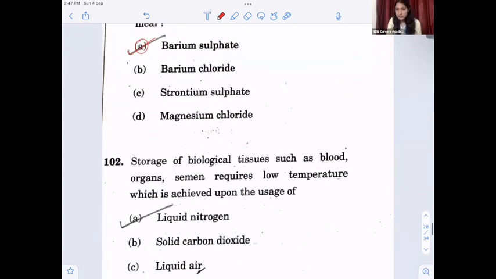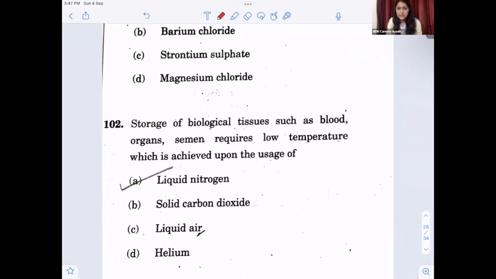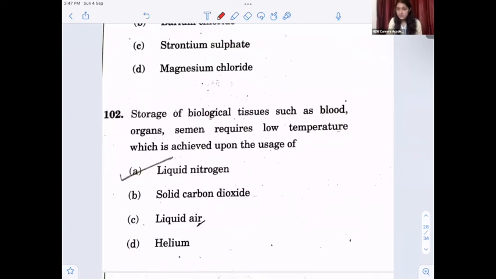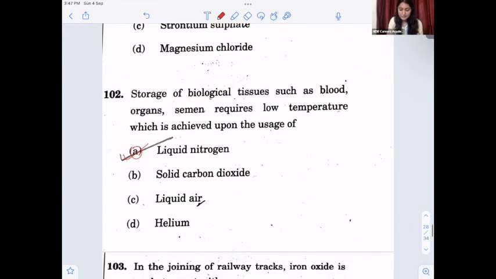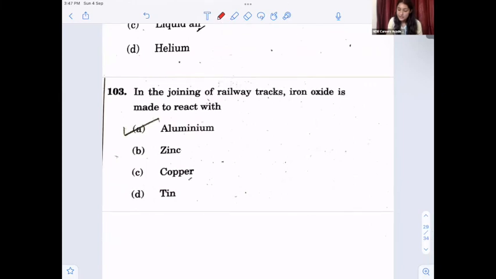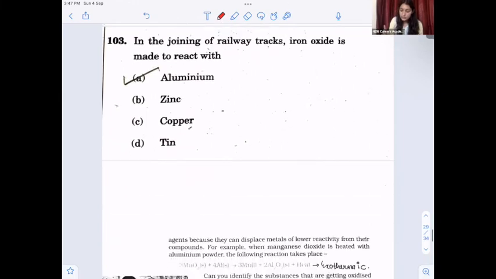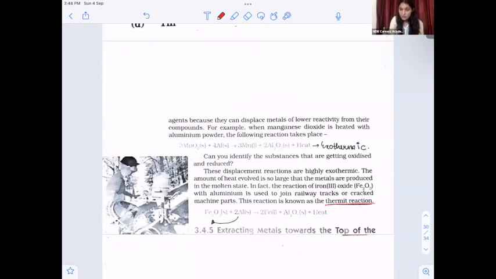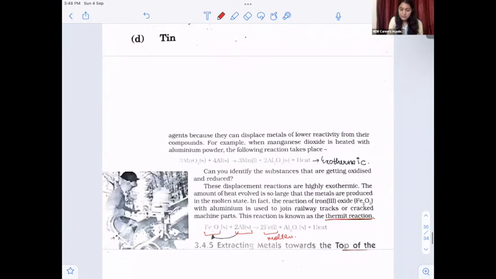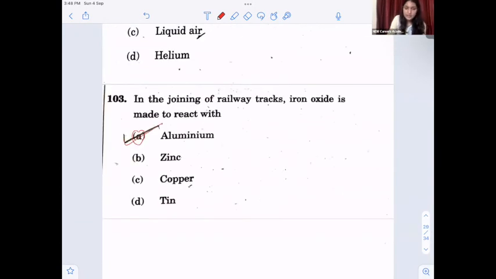Next, for storage of biological tissue, which one of the following is used? See, liquid nitrogen. Liquid nitrogen is kept at minus 196 degrees Celsius. So liquid nitrogen is used to store living tissues. Option A. In the joining of railway tracks, iron oxide is made to react with. This reaction is called the thermite reaction. Iron oxide is reacted with aluminium, and this reaction produces so much heat that iron is obtained in liquid form. Molten iron is produced, and this is used to fill gaps. So iron oxide is reacted with option A, aluminium.